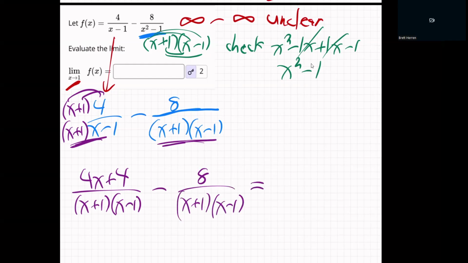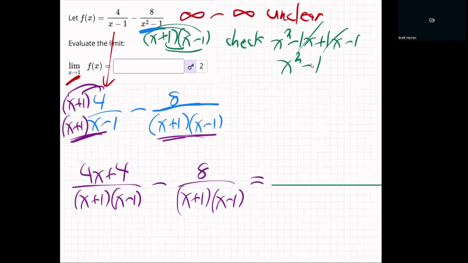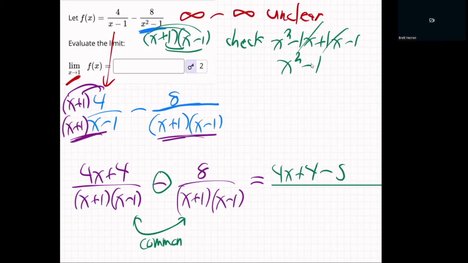That good? Now we can combine them into one fraction because now they have common denominators, right? In order to add or subtract fractions, you have to make the denominators the same. So we made the denominator the same. Now we've got 4x plus 4 minus 8, and then you just have the one common denominator.